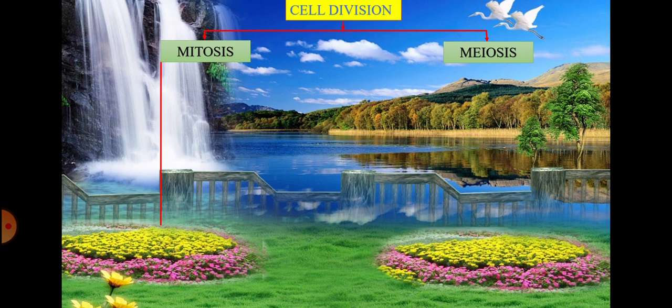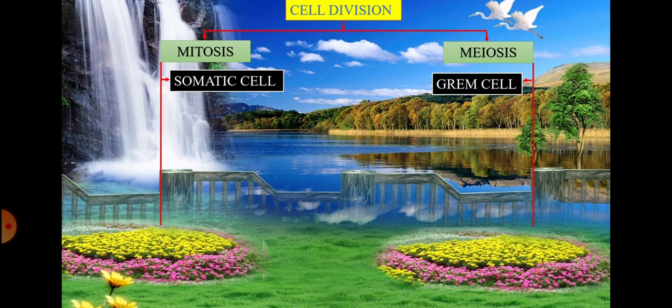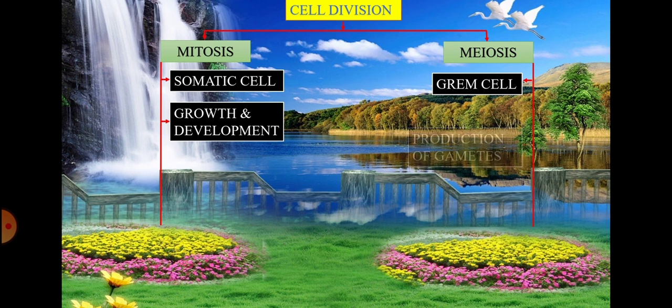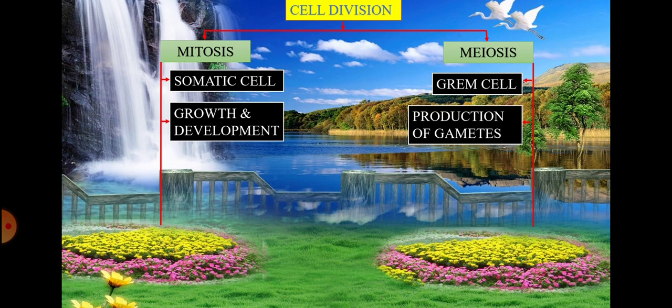Mitosis cell division takes place with the help of somatic cells, and meiosis takes place with the help of germ cells that are present in the body. What is mitosis responsible for? It is responsible for the growth and development of the body, whereas meiosis is responsible for the production of gametes. That means gametes are produced when we have an offspring. New generation coming into being, that is the moment we have germ cells or meiosis type of division.